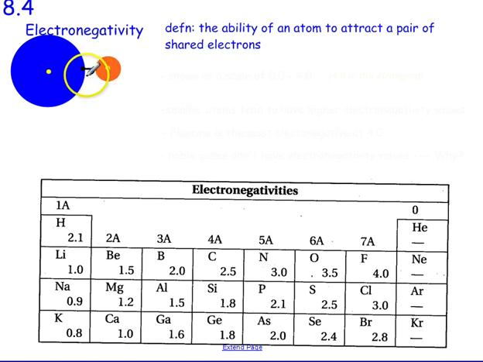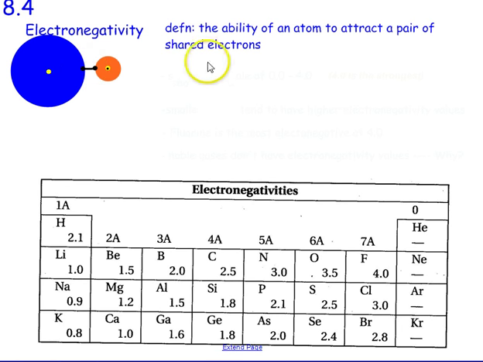Well, it turns out that this shared pair of electrons is not shared equally by these two atoms. Sometimes atoms can share them equally, but many times the two atoms are different enough that the sharing power is different between the two atoms.